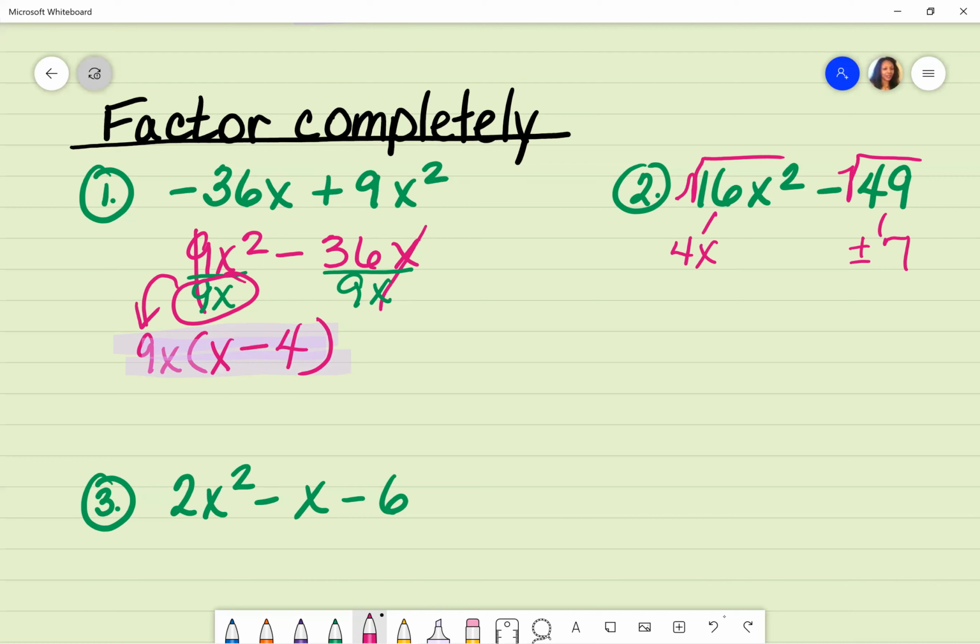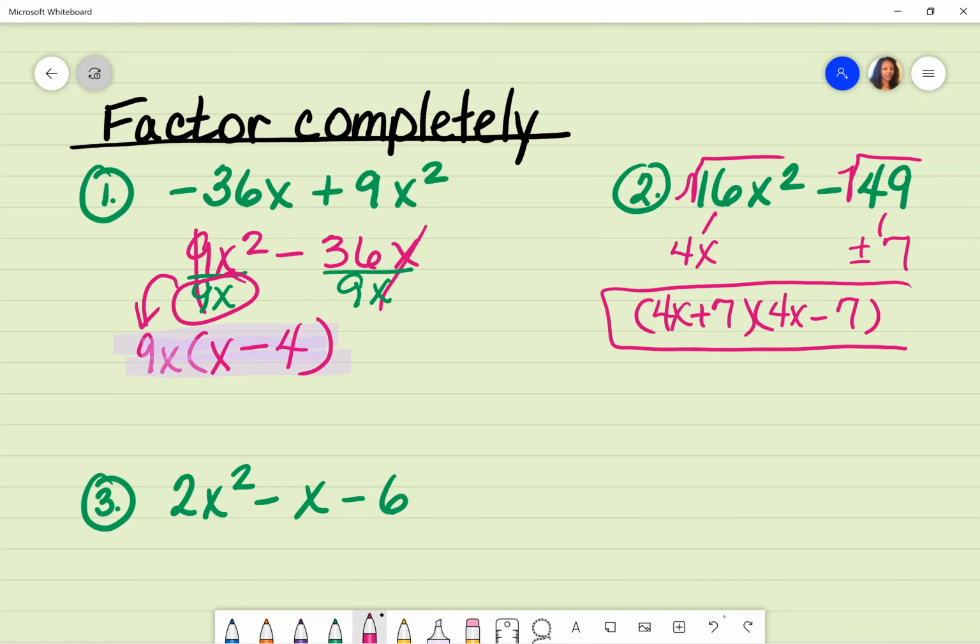I just have to put it in factor form, which means I'm going to have parentheses. So in one set of parentheses, I'm going to take this 4x, and then I'm going to take the plus sign and put it over here with the 7. And the next one, I'm going to take that same 4x, but this time I'm going to use the minus sign with the 7. Ta-da! I'm finished. Be consistent.